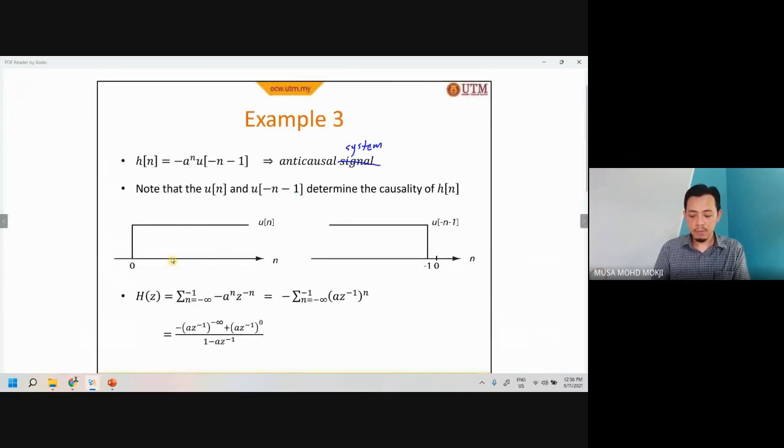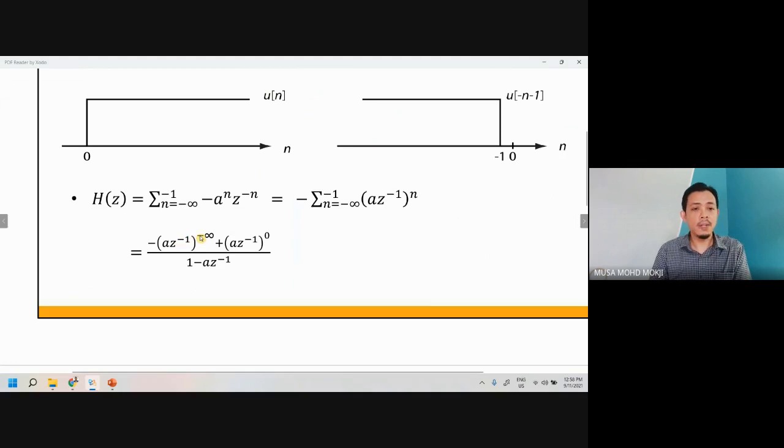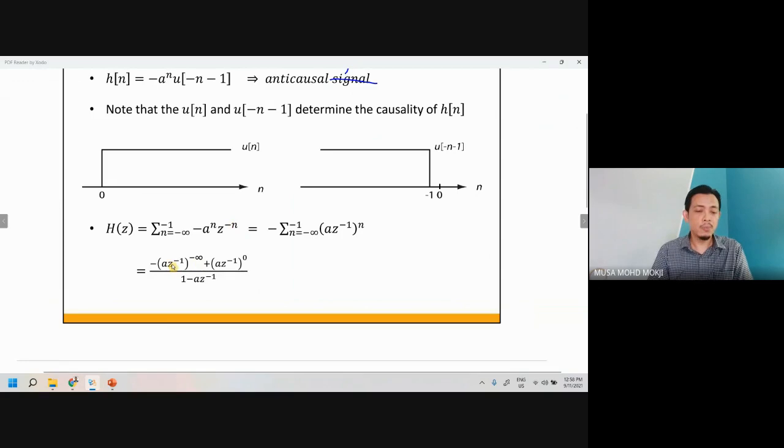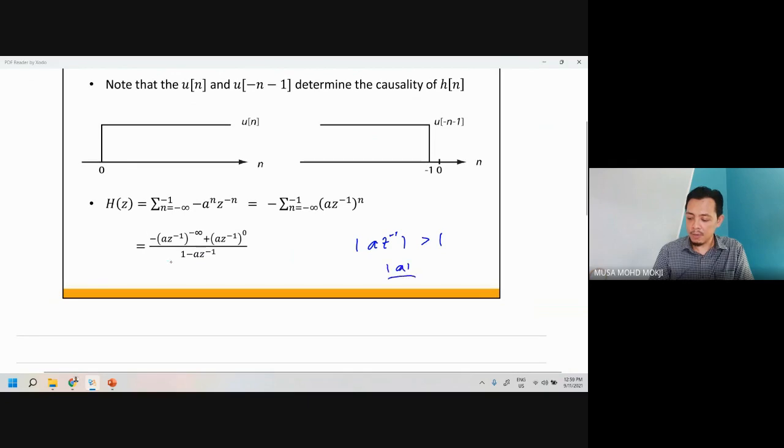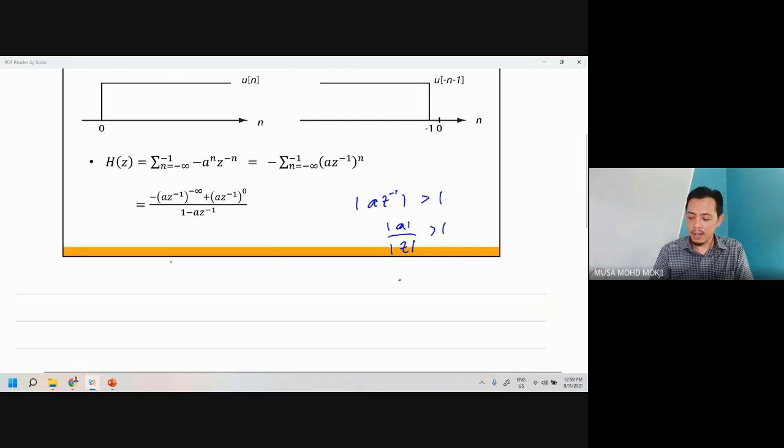It's just that now this is to the power of minus infinity, and this is to the power of 0. Previously, this is to the power of 0, and this is to the power of infinity plus 1. Okay, now it is different, it is almost like swapping. Because we have this (a z^-1) to the power of minus infinity, to make it converge you need to make sure that this common ratio is greater than 1. So you have |a z^-1| greater than 1. Then you have a over |z| greater than 1, and then |z| is supposed to be less than a. Now you have less than instead of greater than.